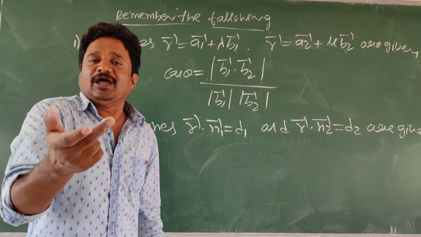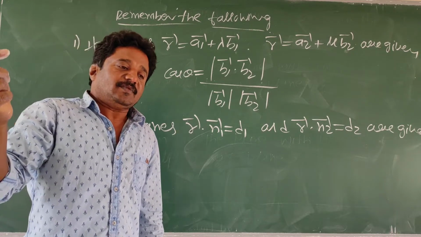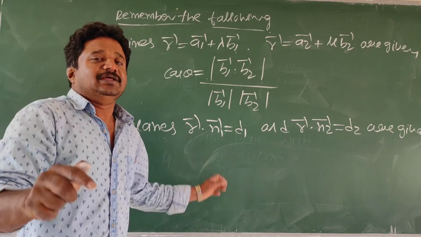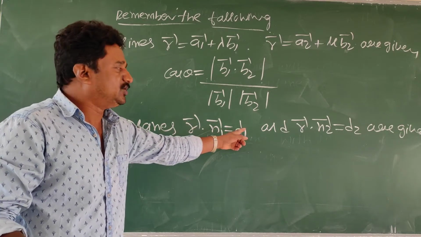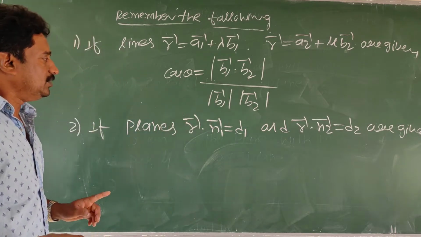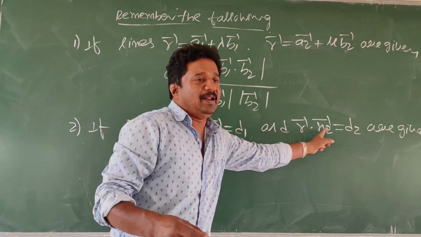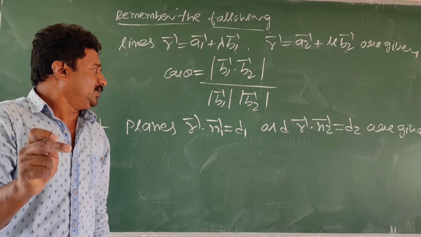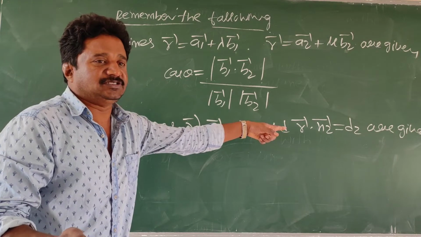If your plane contains vector n, the normal vector, how do you take the normal vector? a i plus b j plus c k. If your plane contains the normal vector, it is a general plane: r dot vector n is equal to d1, d2. Now here, if planes are given, normal vectors are available. You find the angle between planes using normal vectors.